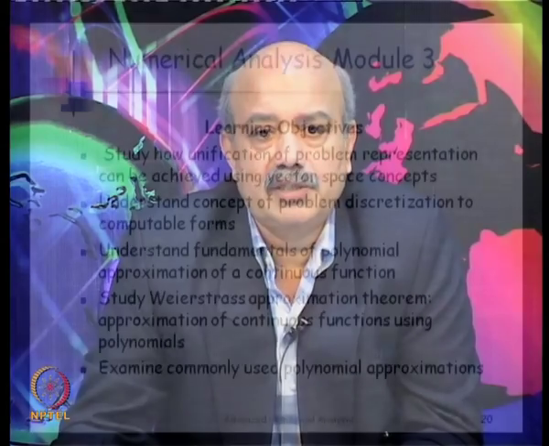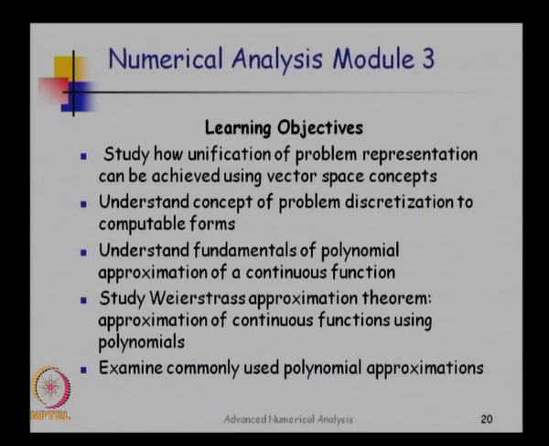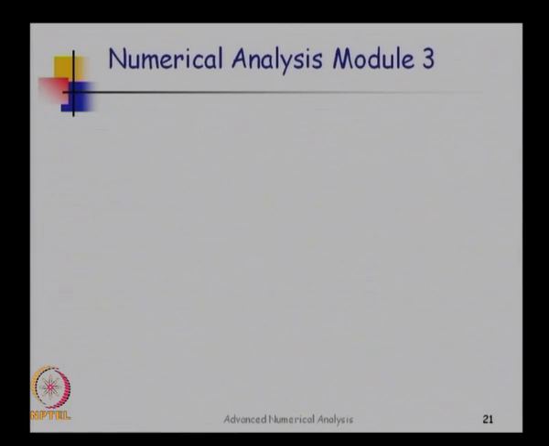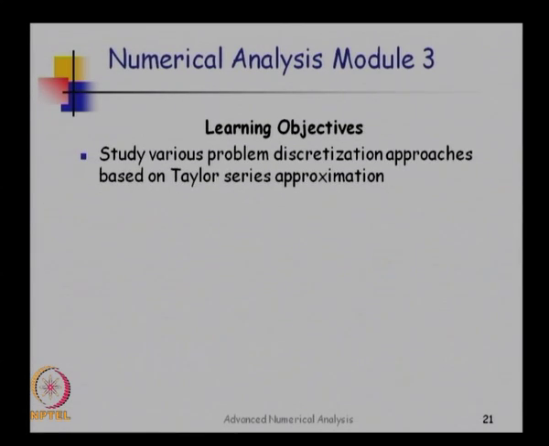Well, it's up to us to construct the polynomial approximations, but the study of the Weierstrass theorem very briefly will give you the foundation of how this whole business of approximating or transforming the original problem into a computable form is done. So we'll look very briefly at the Weierstrass approximation theorem, and then we will one by one start looking at commonly used polynomial approximations. Which is the most commonly used polynomial approximation? As I said, it is the Taylor series approximation.